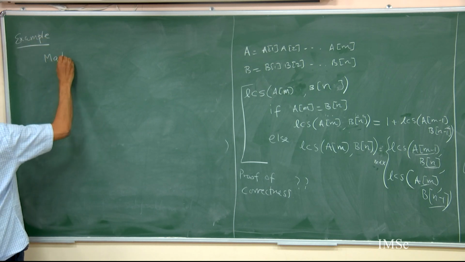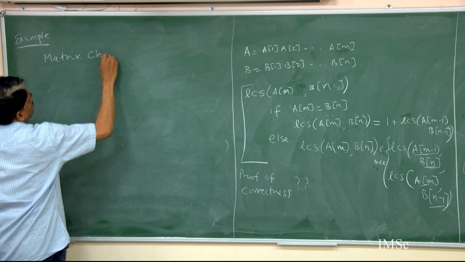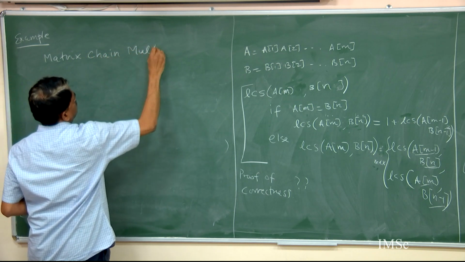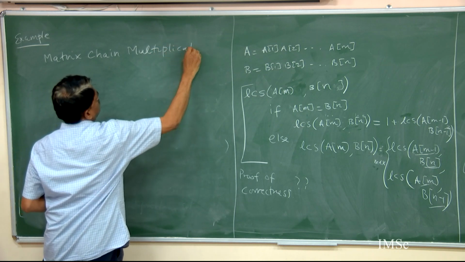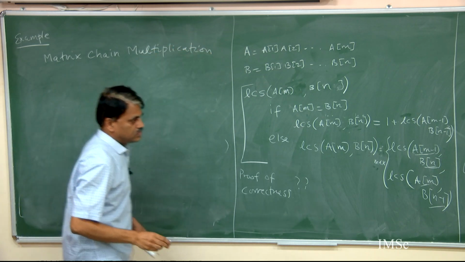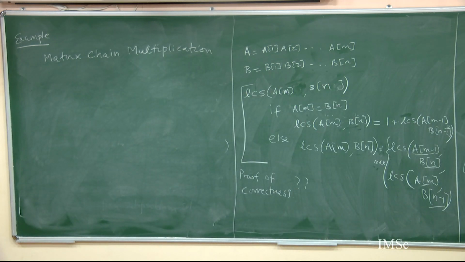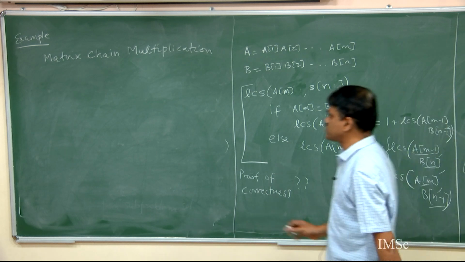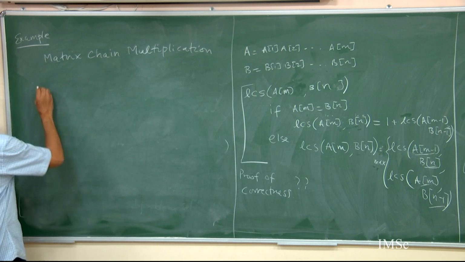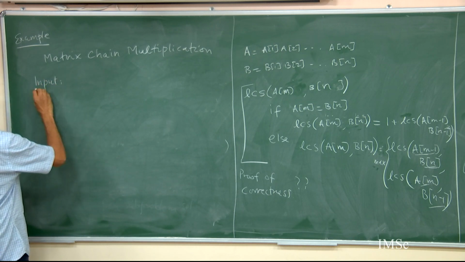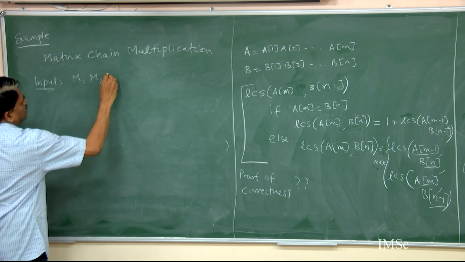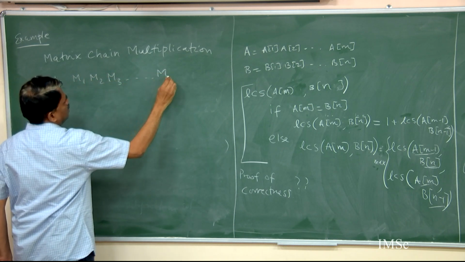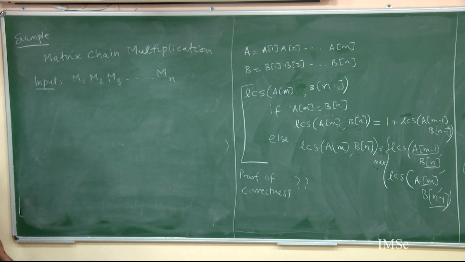Okay, so this is matrix chain multiplication. I have removed the template, but you know the template now. So, what is the problem here? You are given a bunch of matrices and you want to multiply them all together. How many of you have seen this problem? Okay, almost all of you.